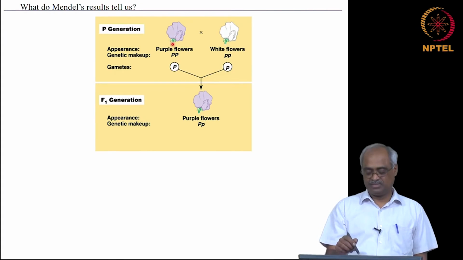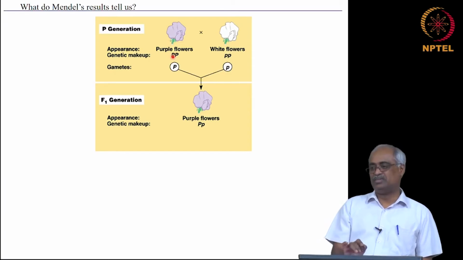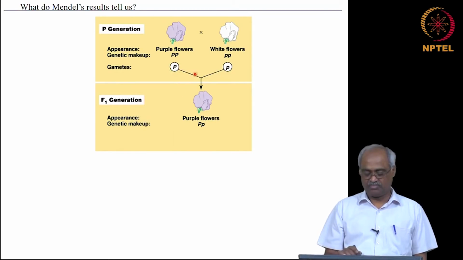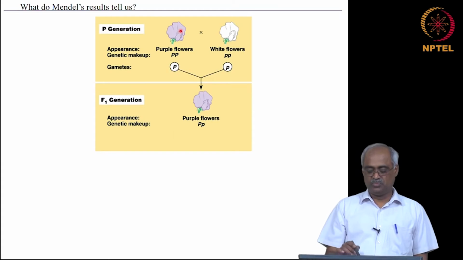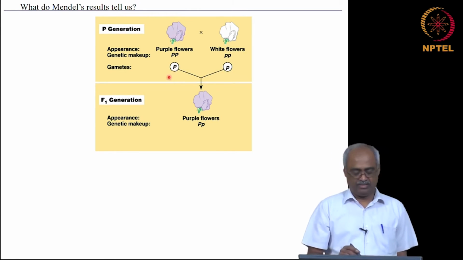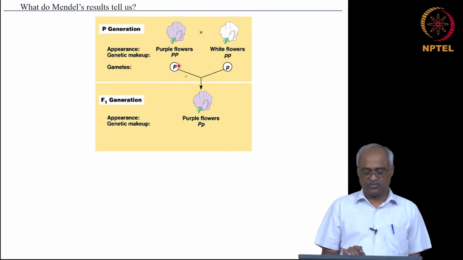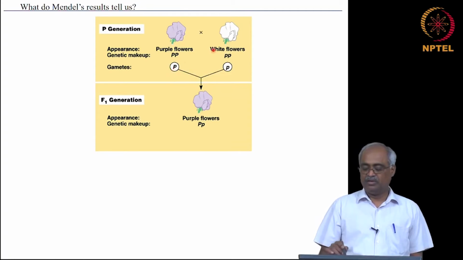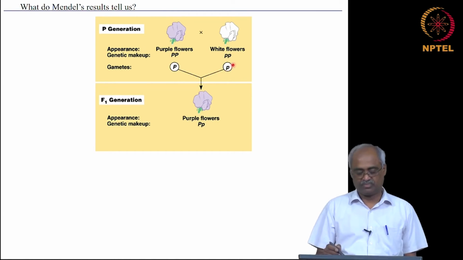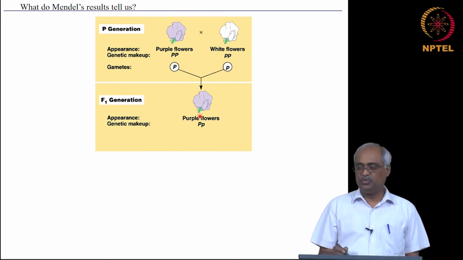So there were two copies of the biological information, and in gametogenesis each gamete gets only one copy. If I use capital P to denote the purple color, the gamete contributed by this parent brings one copy of that. Similarly, the other brings only one copy of the white color, denoted by small p. When these two fuse and make a diploid cell, that is going to be capital P small p.